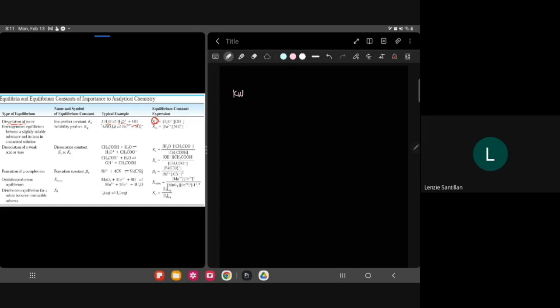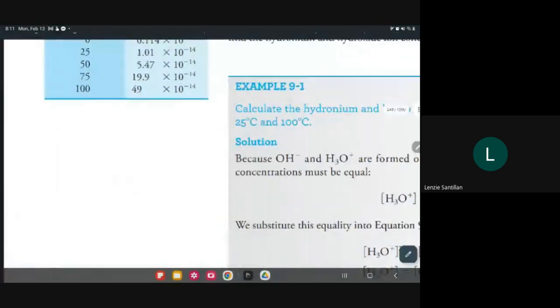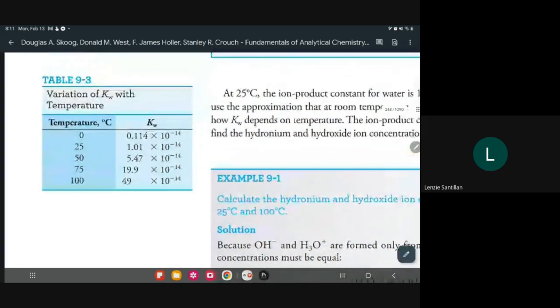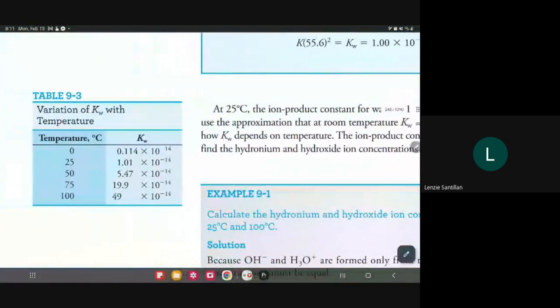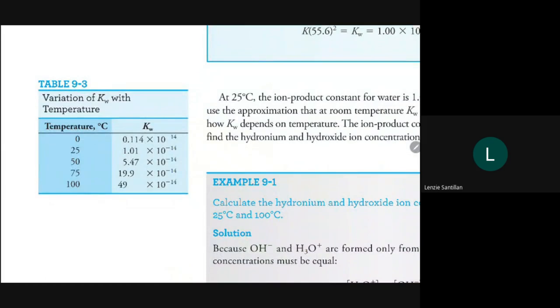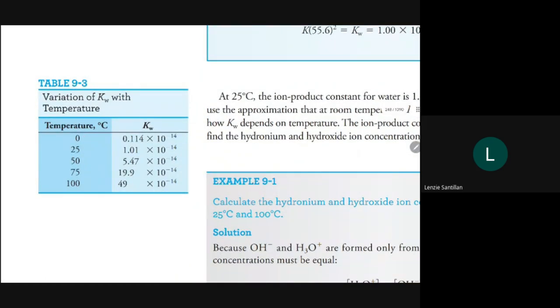Okay, but again, when you need KW, it is already given. That's why I'm showing this table. KW has very different variations depending on the temperature. Say for example, at 0 we have 0.114 times 10 raised to negative 14. At 25, room temperature, it is 1.01 times 10 raised to negative 14.